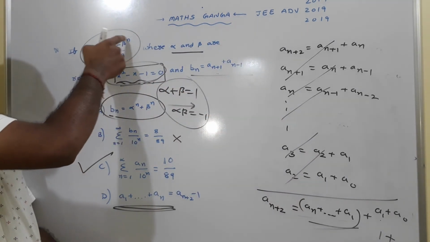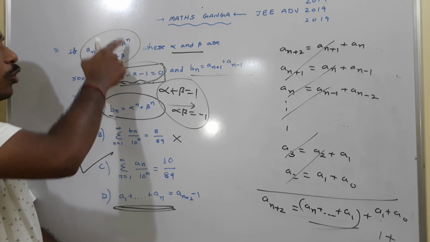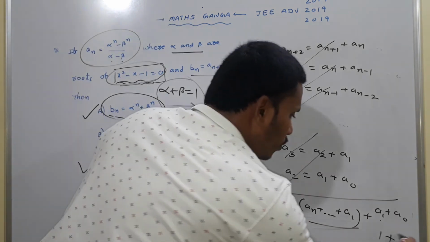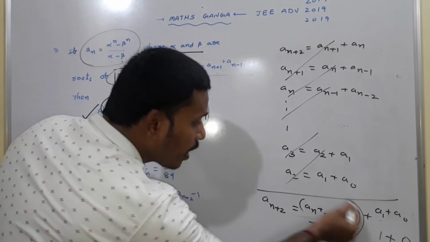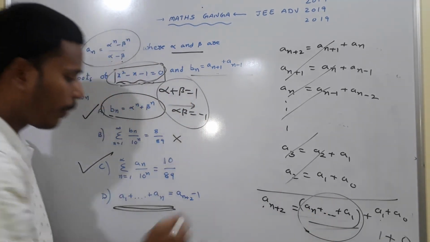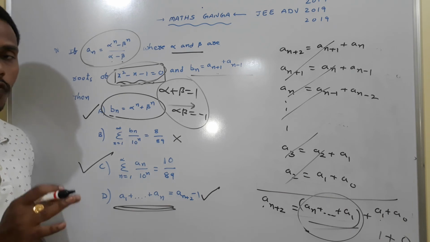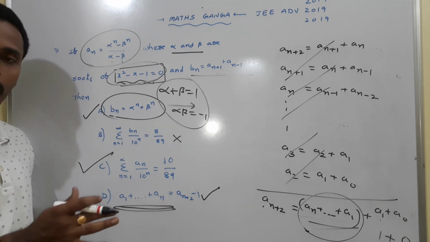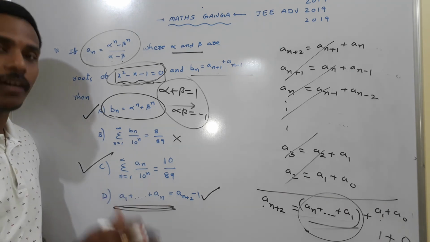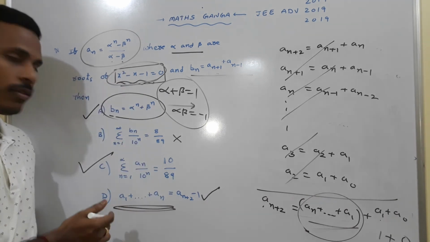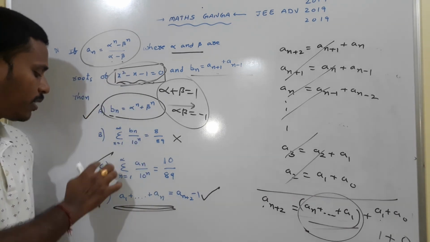Replace n with 0. 1 minus 1 is 0. So a0 is 0. So clearly this summation is nothing but a n plus 2 minus 1, and this is also a correct option for the given question. So finally this is a question asked in Advanced 2019 of paper 1. Okay, so for this question your options are A, C, D.